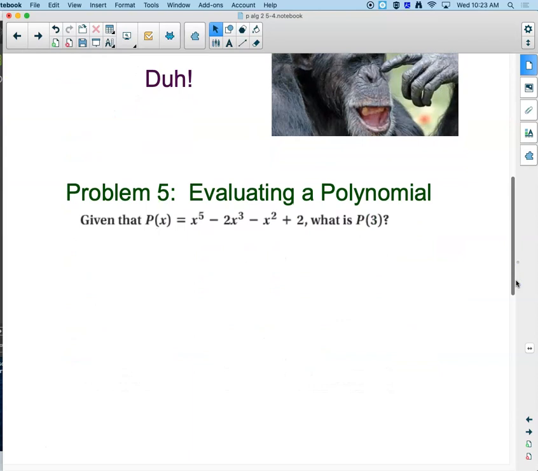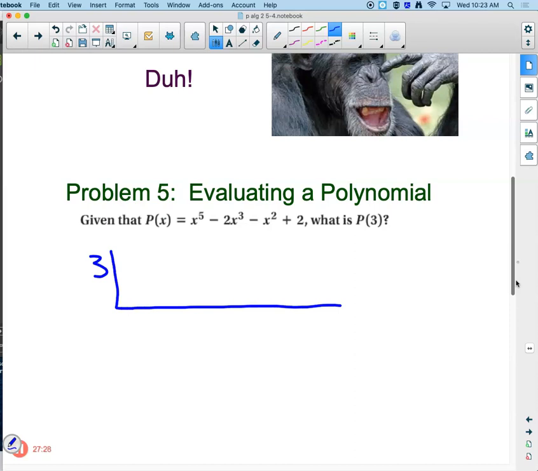So, notice this one does not say x minus a anywhere in it. Given that p of x equals x to the fifth minus 2x to the third minus x squared plus 2, what is p of 3? Doesn't say x minus a. That means I don't have to do anything to that 3. I can just put the 3 out in front.